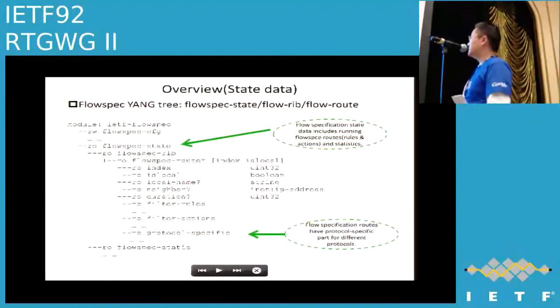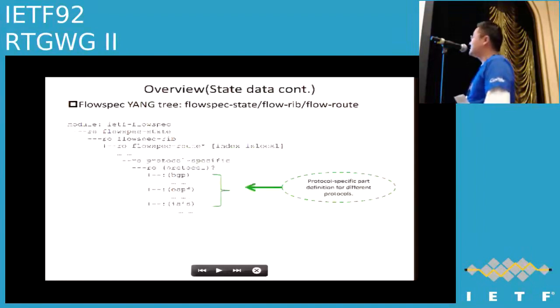Okay, this is state data, which include some protocol-specific extensions here. And we can see at least currently we have extension for 3 protocols, which is BGP, OSPF, and ISIS, and maybe more in future. We don't know. Next, please.